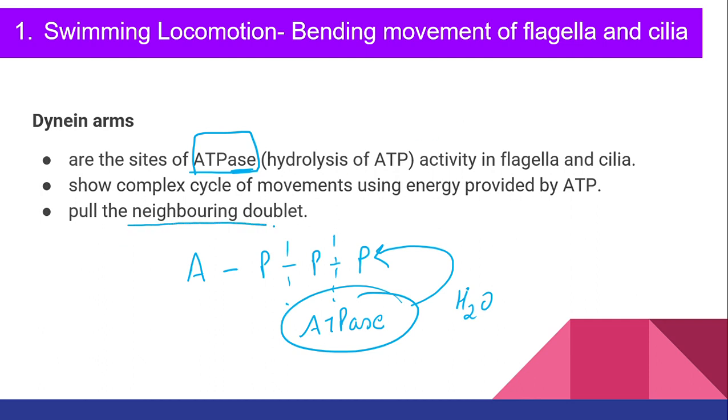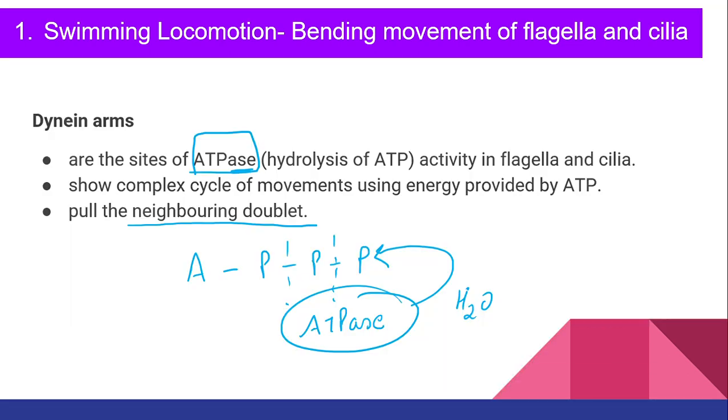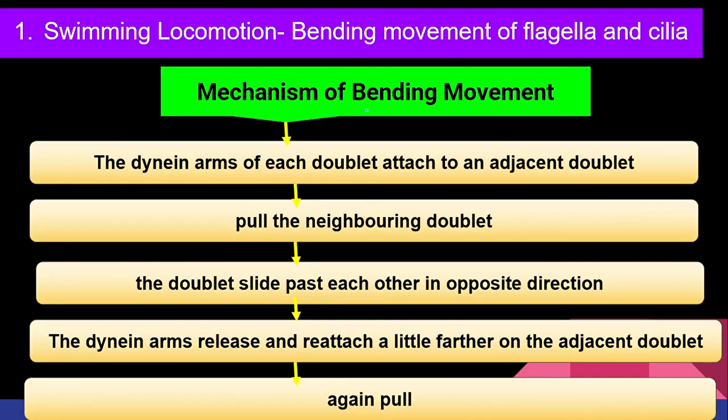Now these dynein arms are going to pull the neighboring doublets, correct? Let's come back over here. A flagellum pushes the fluid medium at a right angle. This we have already seen in yesterday's class. Suppose the movement of water is in this direction. The movement of flagella will always be perpendicular to the direction of water. So the flagellum pushes the fluid like this, at a right angle from the point of its attachment, by its bending. This bending happens at 90 degrees, correct? Now, let's see the mechanism.